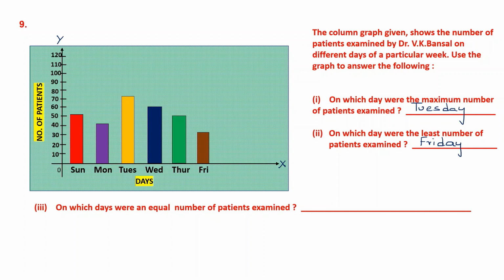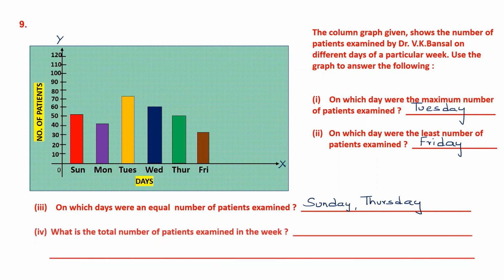The third question, on which days were an equal number of patients examined? So let's look out for two bars that are equal in height. So let's begin here and let's see if there's anything equal in height. Yes, we can see the one in red and the one in green are equal in height. That means on these 2 days, Sunday and Thursday, there were an equal number of patients examined. So let's write our answer, Sunday and Thursday. So these are the 2 days.